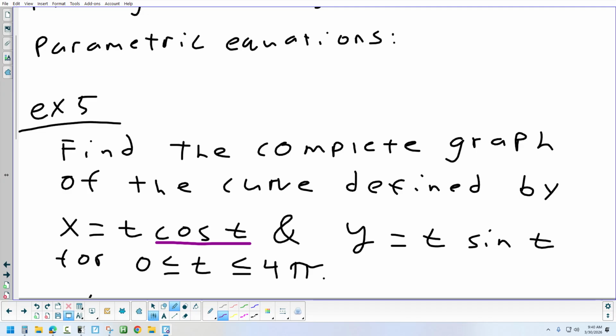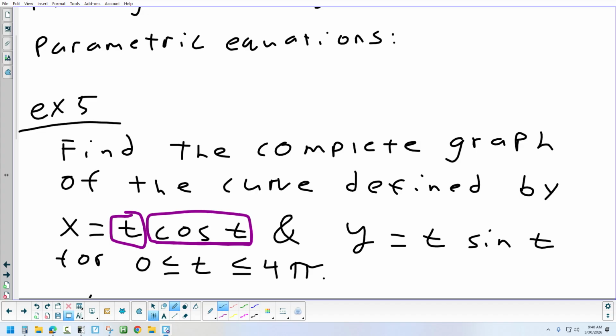Just basic cosine. What's the range on the graph of cosine? -1 to 1. Now, this is always going to be between -1 to 1. And it's going to be being multiplied by a value between 0 and 4 pi.